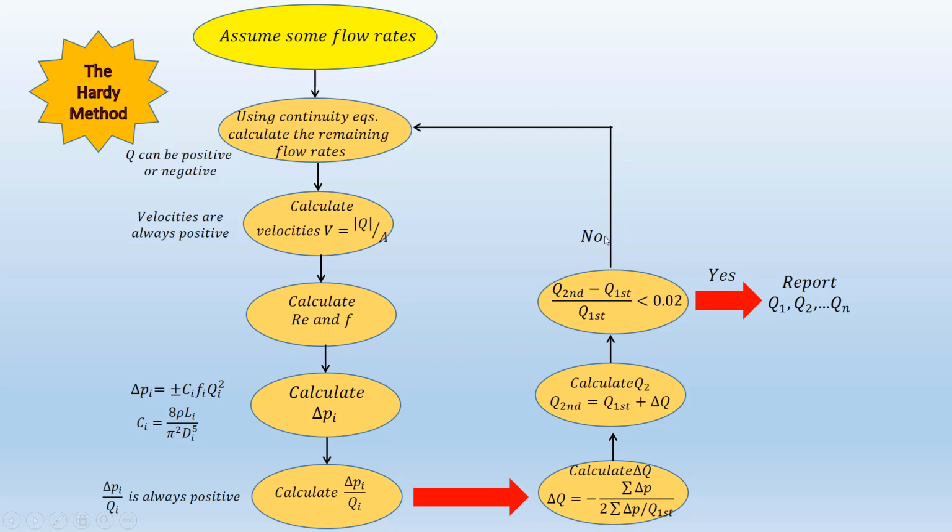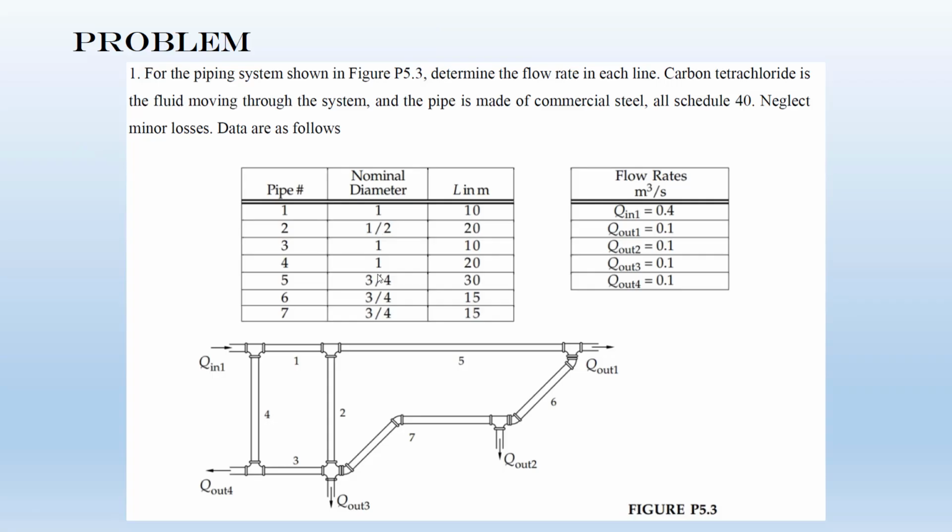Keep in your mind that the error for all pipes must be less than 2%. For example, if there are 30 pipes and for 29 pipes the error is less than 2%, you need to repeat the process. You need to make sure that all q's are within 2%. So let's solve a problem on the blackboard.